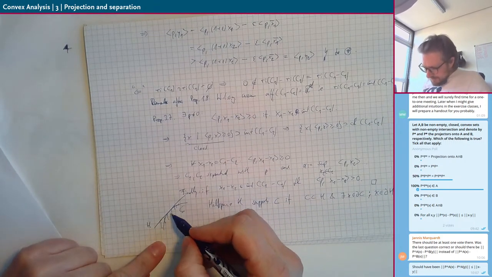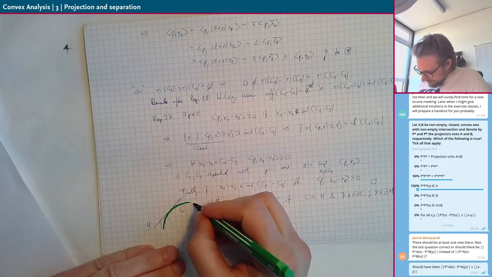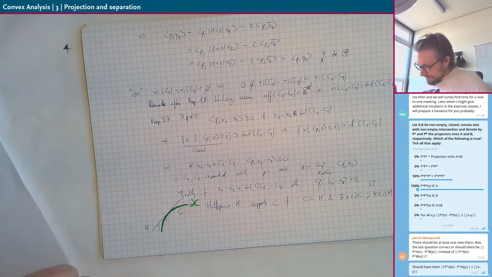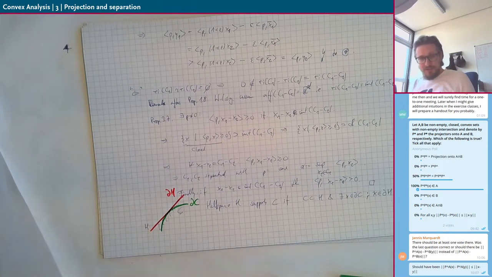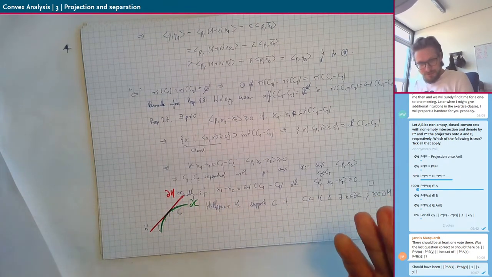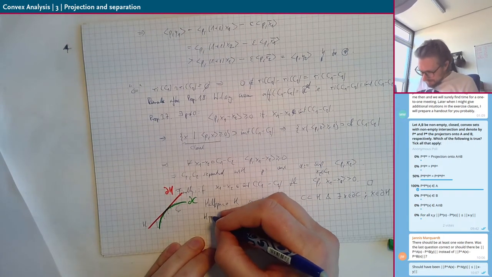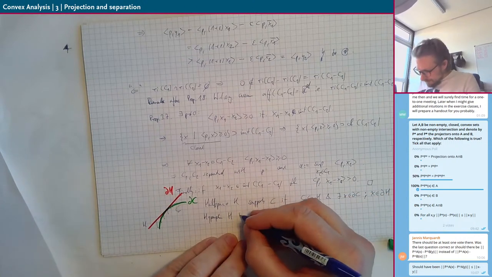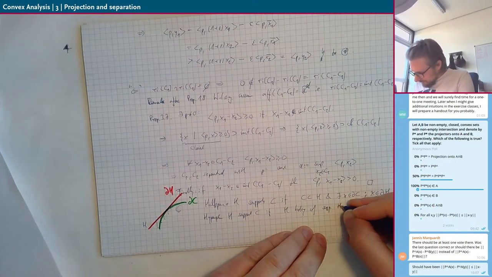So that's the situation. This is C, that's the boundary of C. The half space is everything which is on the side here. The boundary of the half space is the hyperplane. And so this is a supporting half space if C is totally in there, of course, that's one thing. And also one point in the boundary of C is also in the boundary of the half space, so that the boundary really touches the boundary of C. And then another notion: a supporting hyperplane to C is one which is the boundary of a supporting half space. Okay, so the hyperplane H supports C if it is the boundary of a supporting half space.